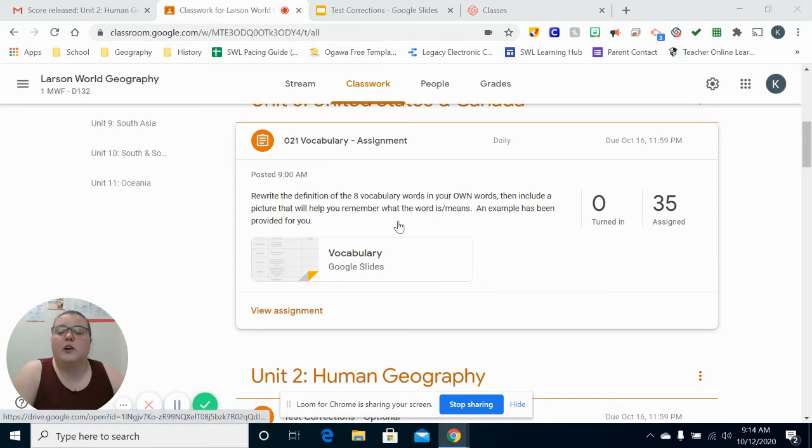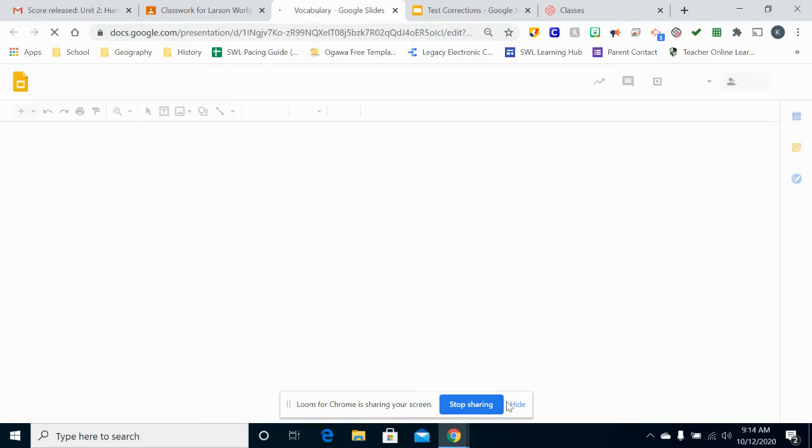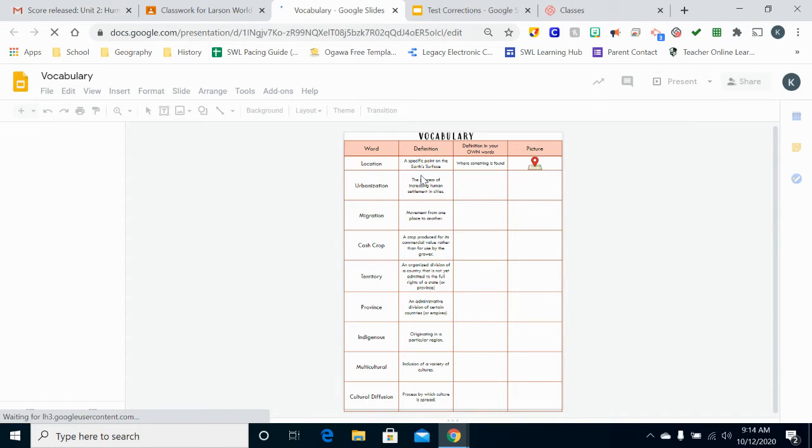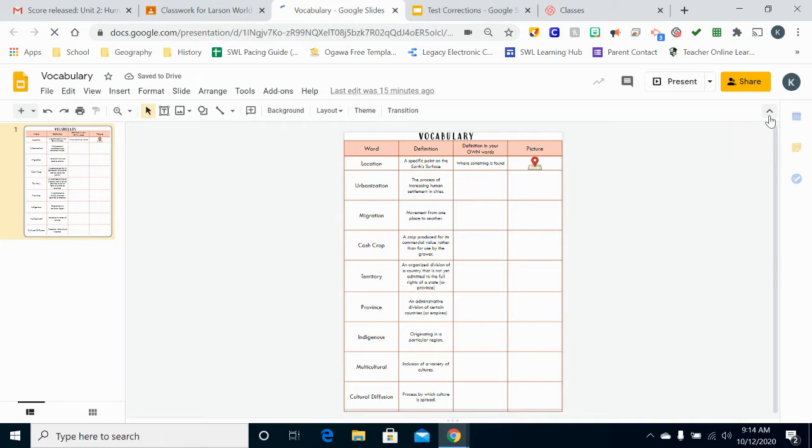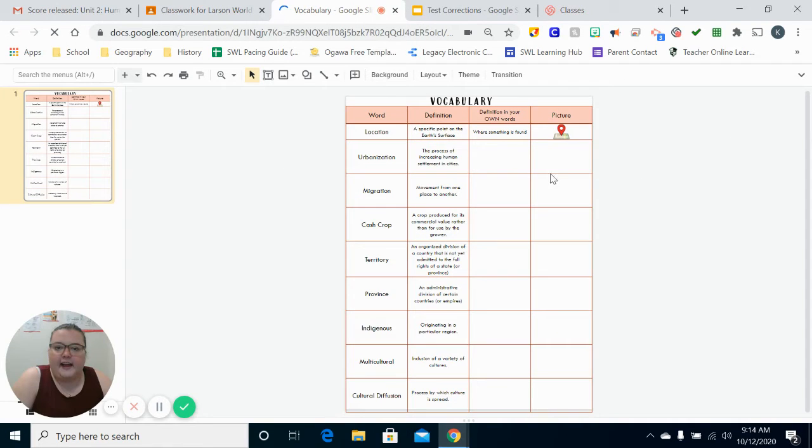What we're doing today is working on our vocabulary. I have 8 vocabulary words that you are going to have to define and put into your own words. I do have an example. So this is what your vocab sheet looks like. You can make it a little bigger if it's hard to see. Our 8 words are urbanization, migration, cash crop, territory, provenance, indigenous, which is fitting because today is Indigenous Peoples Day, multicultural, and cultural diffusion, okay?